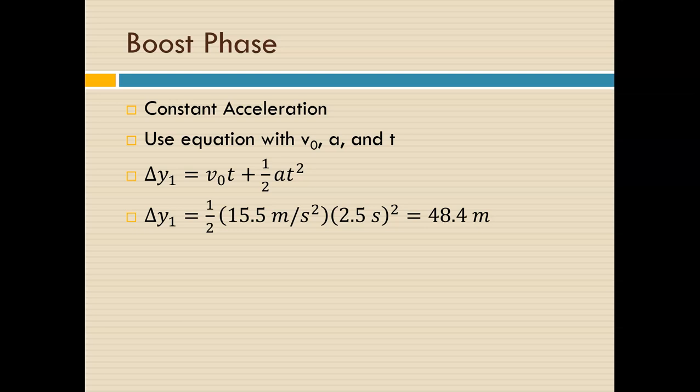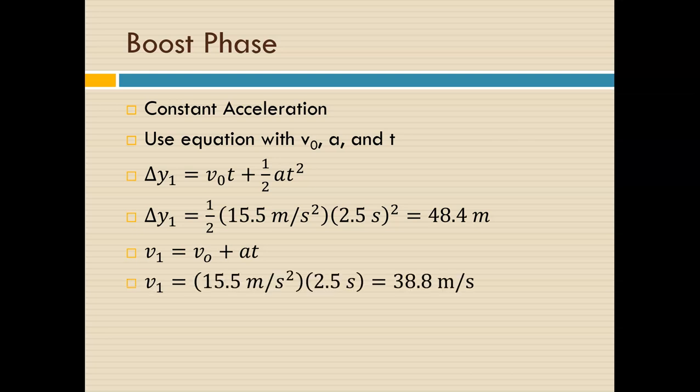Now, the next step, though, is we need to find the velocity. We need to finish the table out, because the final velocity from this phase is the initial velocity in the next phase. So we need the equation with v0, a, t, and the final velocity, which is just v1 equals v0 plus at. v0 was 0, so it's just a times t. 38.8 meters per second is now our initial velocity for the next phase. So as you can see, all we're doing is, once we recognize that it's a constant acceleration motion, it's just a matter of filling the tables.